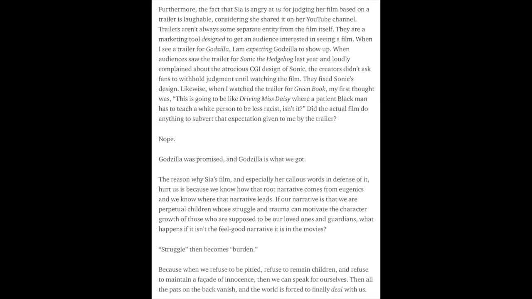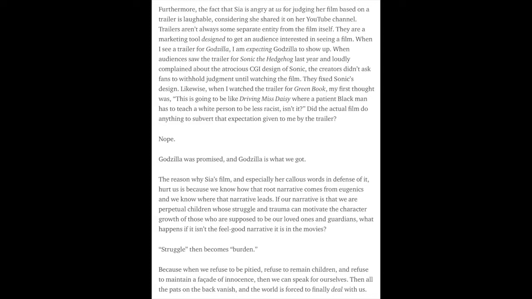The reason why Sia's film, and especially her callous words in defense of it, hurt us is because we know how that root narrative comes from eugenics, and we know where that narrative leads. If our narrative is that we are perpetual children whose struggle and trauma can motivate the character growth of those who are supposed to be our loved ones and guardians, what happens if it isn't the feel-good narrative it is in the movies? Struggle then becomes burden.